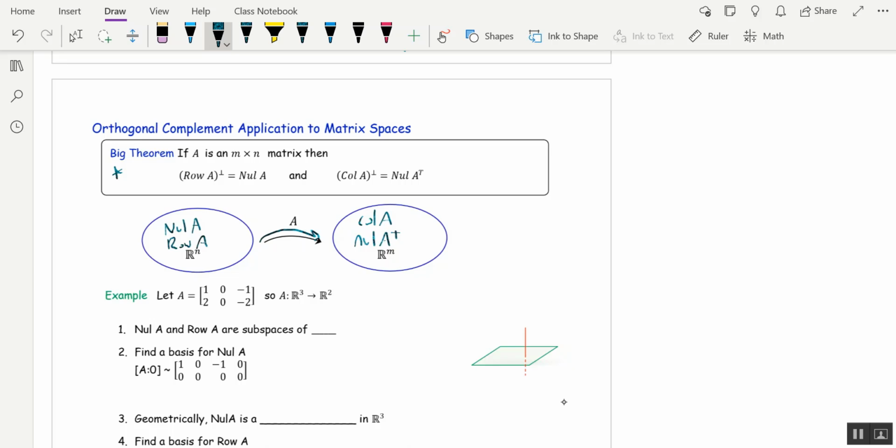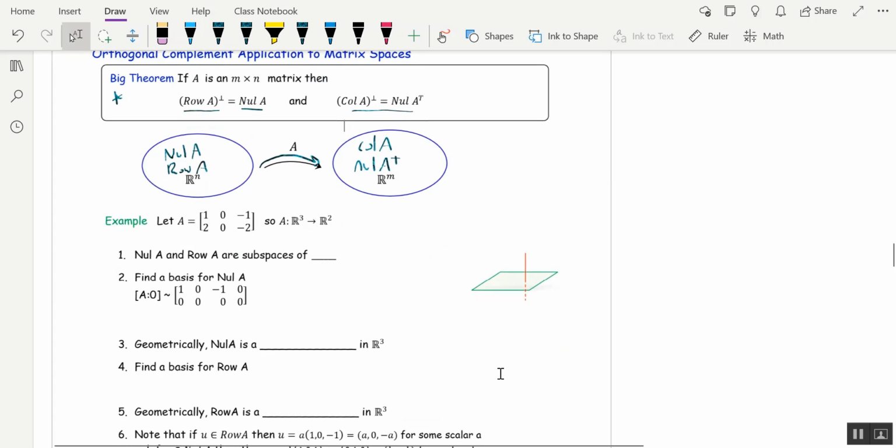So for example, over in Rn, row A perp is null A, meaning every vector in row A is orthogonal to every vector in null A. And the same thing happens over in Rm. Every vector in col A is orthogonal to every vector in null A transpose. And I'm going to show you with an example. A is a 2 by 3 matrix here, so think of A as a mapping from R3 to R2. Null A and row A live in R3.